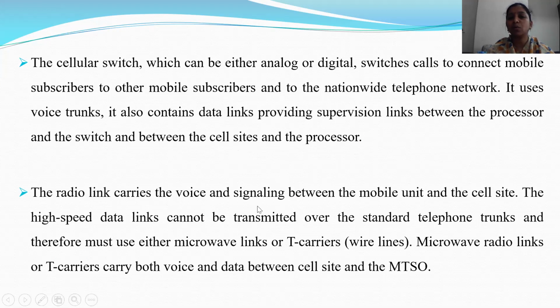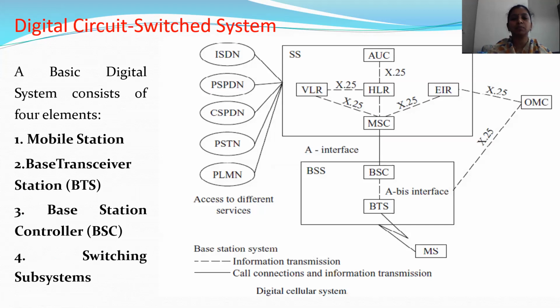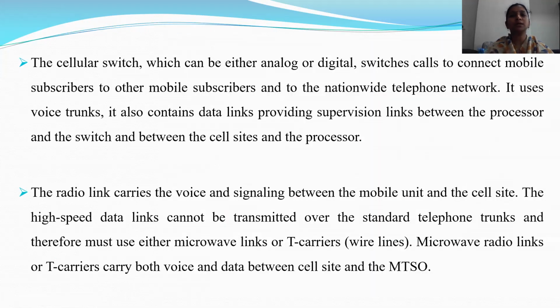The radio link carries the voice and signaling between the mobile unit and the cell site. The high-speed data links cannot be transmitted over the standard telephone trunks. Therefore, we use microwave links or T carriers. Microwave radio links or T carriers carry both voice and data between the cell site and the MTSO. That is about the analog circuit switching system.